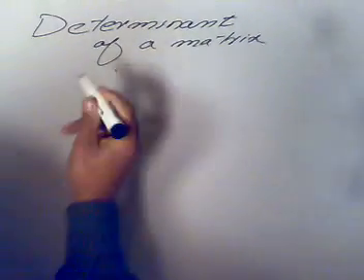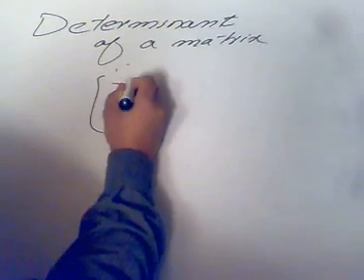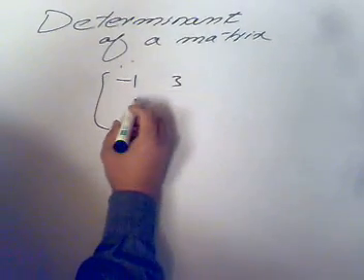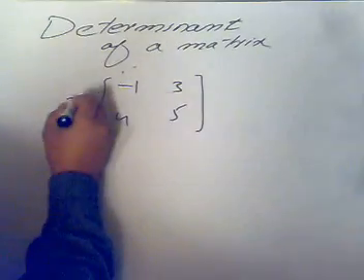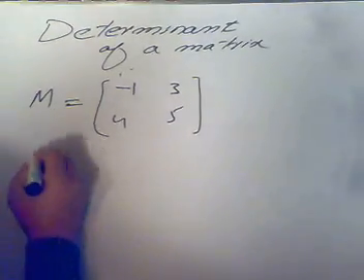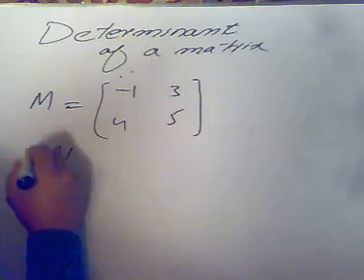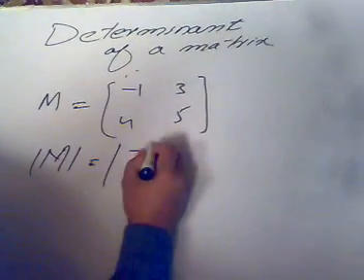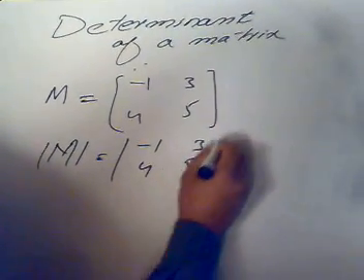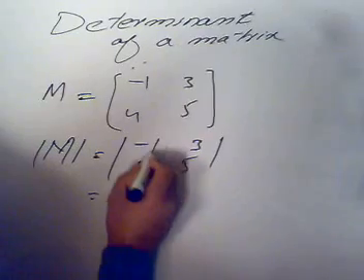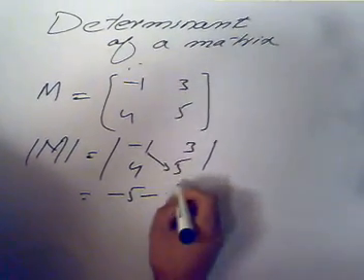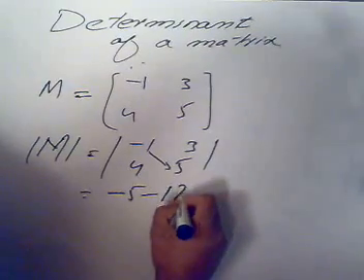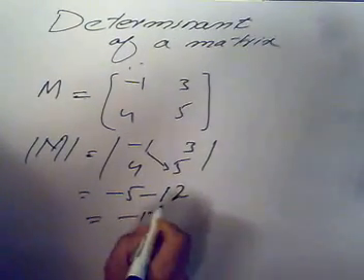If we have a matrix like this, -1, 3, and 4, 5, and suppose this is M, and we want to calculate its determinant, it will be the determinant of -1, 3, 4, 5. Now if we multiply this, we will get -5, then minus, then 4 3s are 12, and we will get -17.